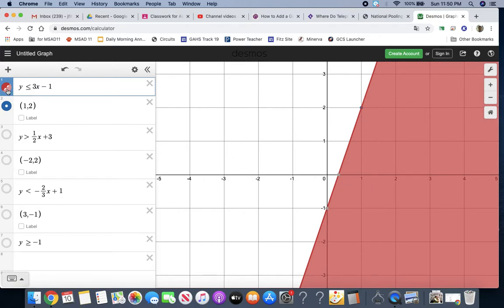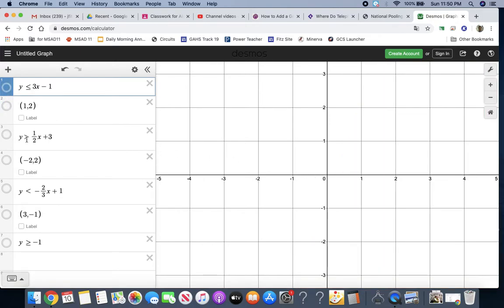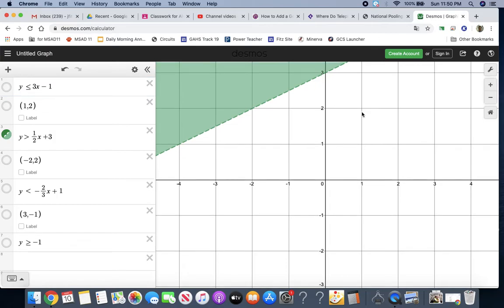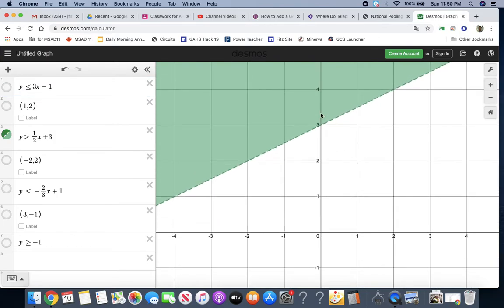Now, if I turn that off and I look at the next one, this next one says greater than. So now I'm thinking the opposite. Because it's greater than, I'm thinking of higher numbers. So I'm going to think of going up. So let's start at 3. Let's go up 1 and right 2. So we start at 3, and then we're going to go up 1 and right 2. So we can see on that nice graph they made, they shaded above the line because it was greater than.